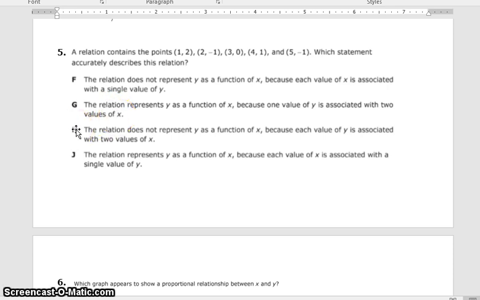H. The relation does not represent y as a function of x because each value of y is associated with two values of x. J. The relation represents y as a function of x because each value of x is associated with a single value of y.